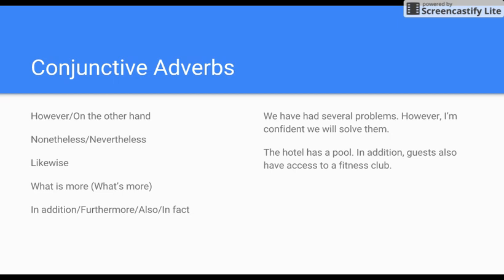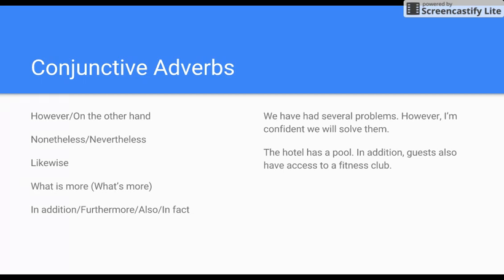However kind of means something similar to on the other hand. Also, nonetheless and nevertheless are also contrast words. It's a little bit different. I'll make another video where I get into the specifics of that. Now, the other ones are used to add information. They're kind of synonyms of and. Likewise, what's more. That one's a little bit more common in British usage. What is more? What's more? In addition, furthermore, also, in fact. Okay, all of these are the same. You put a period, in addition, comma, period, in fact, comma.